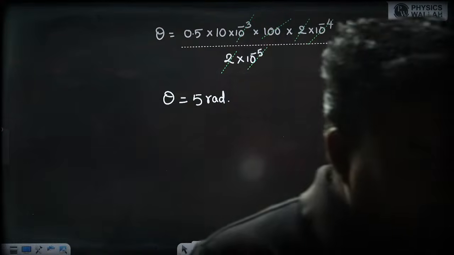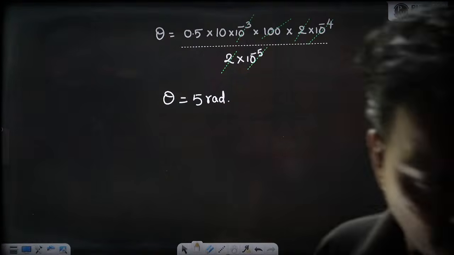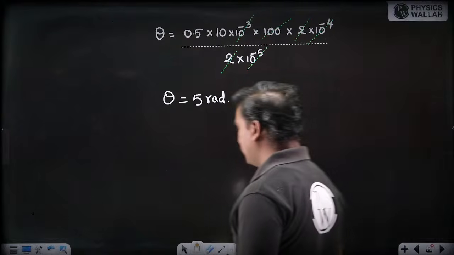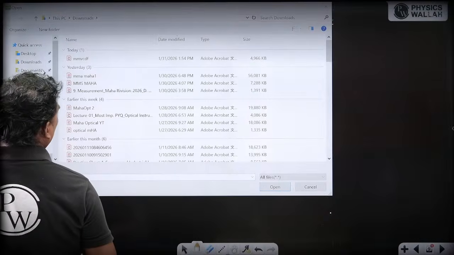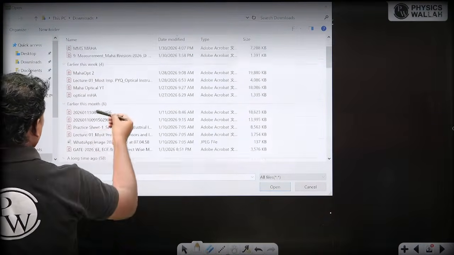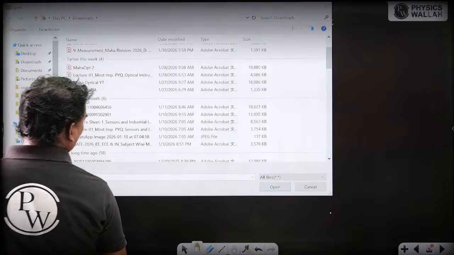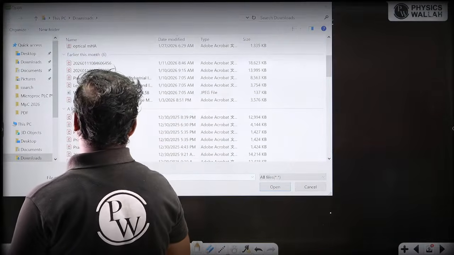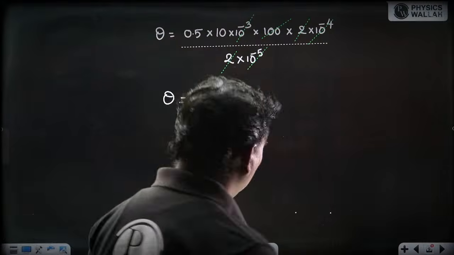Good afternoon, Sujata. What is the answer? Please check it. His answer of 5 radians, is it correct or not? Please check it. Is 5 radians correct? Okay, done. So let us go for the next question.